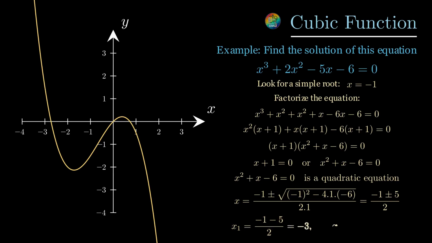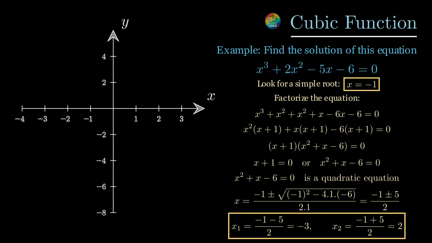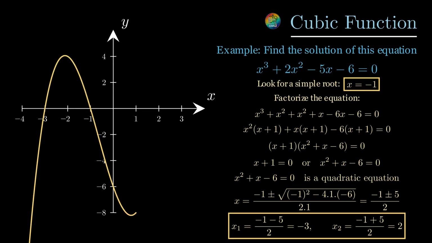From here, we can simply apply the quadratic formula to find the last two roots, which gives us x sub 1 equals -3 and x sub 2 equals 2. Now that we have all three solutions, -3, -1, and +2, take a look at the graph on the left. Notice how beautifully the math aligns with the visual. The S-shaped curve crosses the x-axis exactly at those three distinct points.